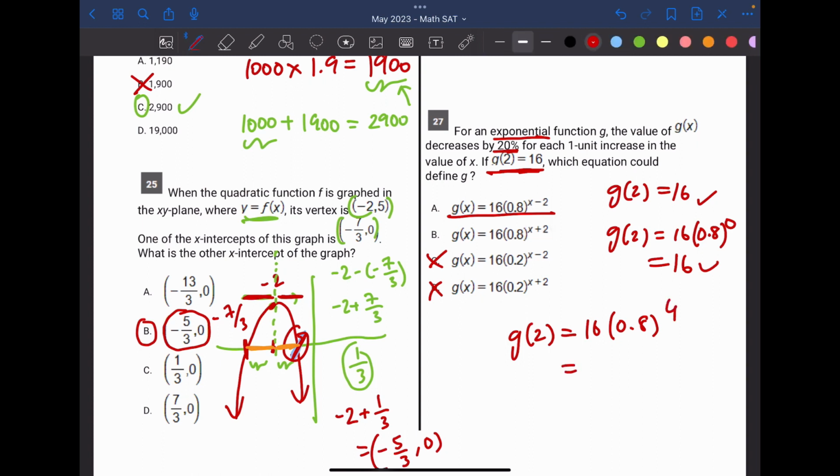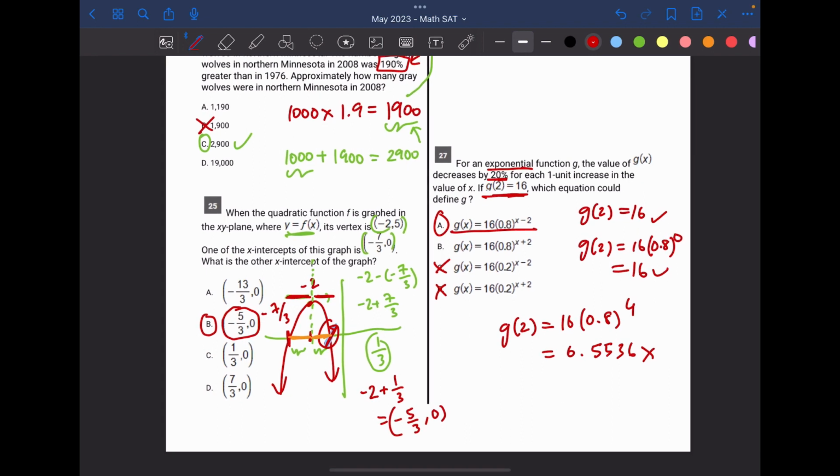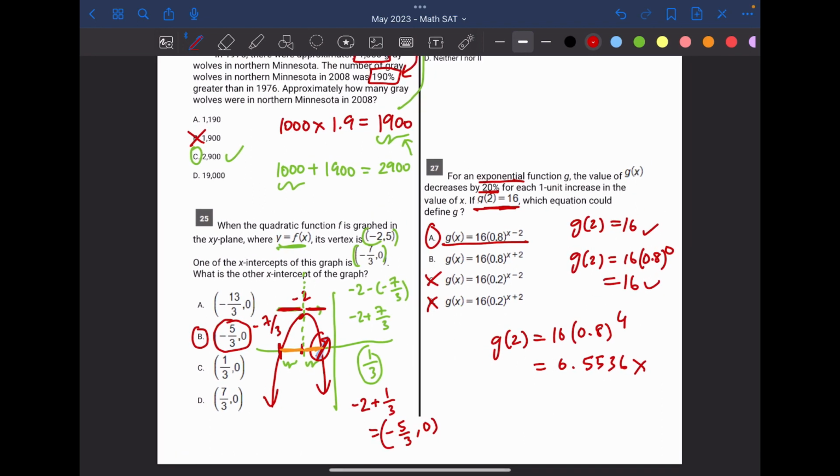If you put this in a calculator, 16 times 0.8 to the power of 4, you're going to get 6.5536. Is this the same as 16? No. So we know this is wrong. The answer has to be A. So pretty simple, I just did process of elimination here. Otherwise, it'll take you a bit of time, so we don't want that. We just want to be done as fast as possible. So process of elimination always is the fastest.